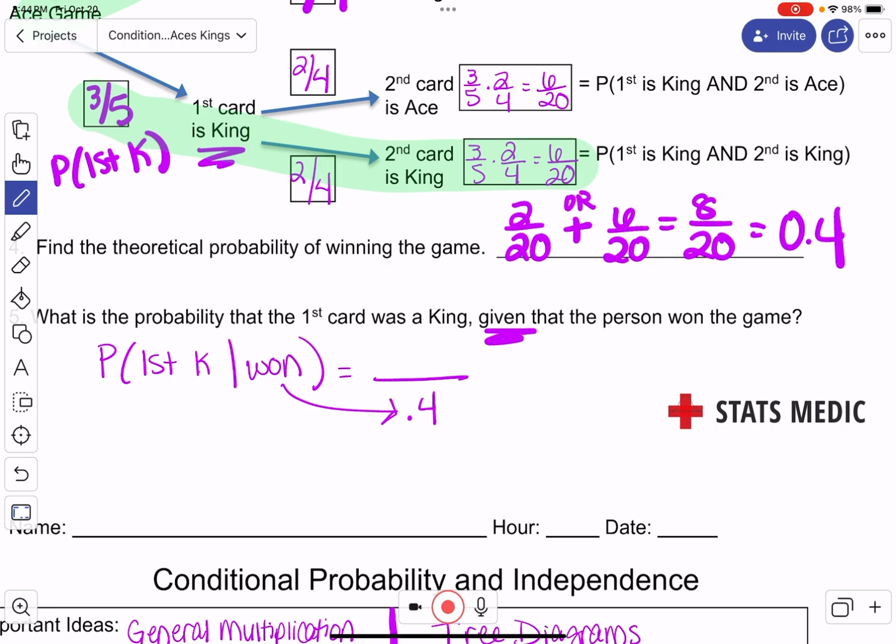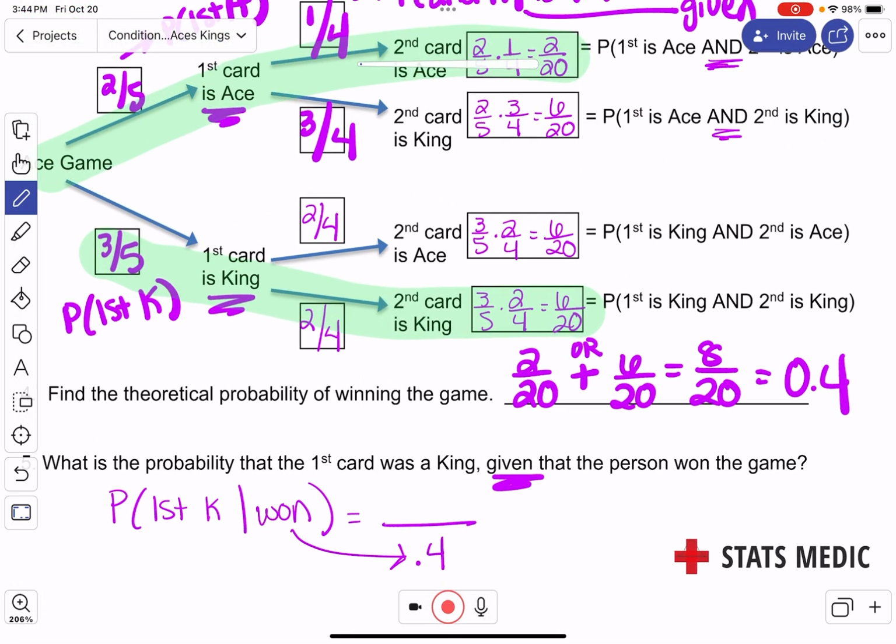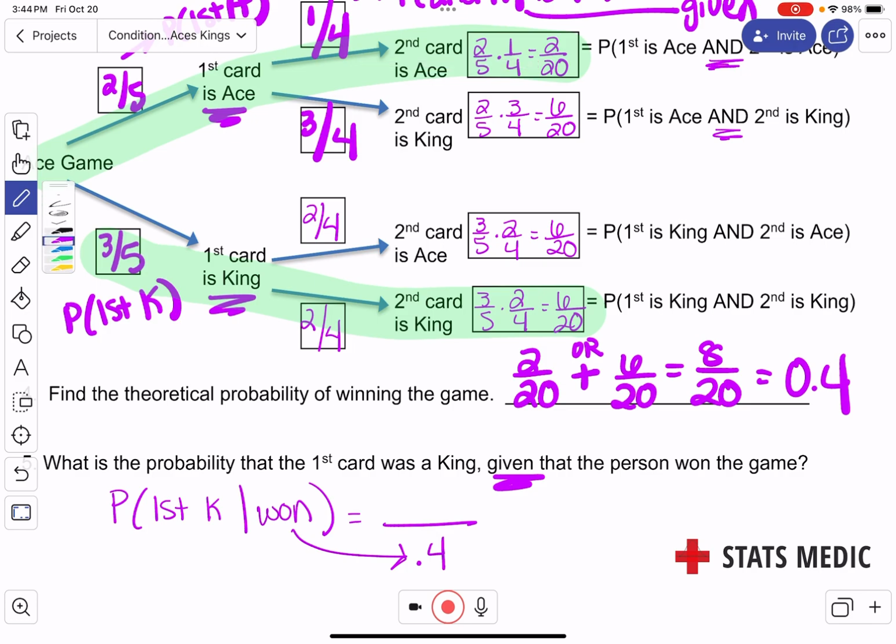Now, the probability that the first one was a king and we won, so we kind of follow this path here. The probability the first one was a king and we won, so I'm kind of starting here. So that probability is 6 out of 20.